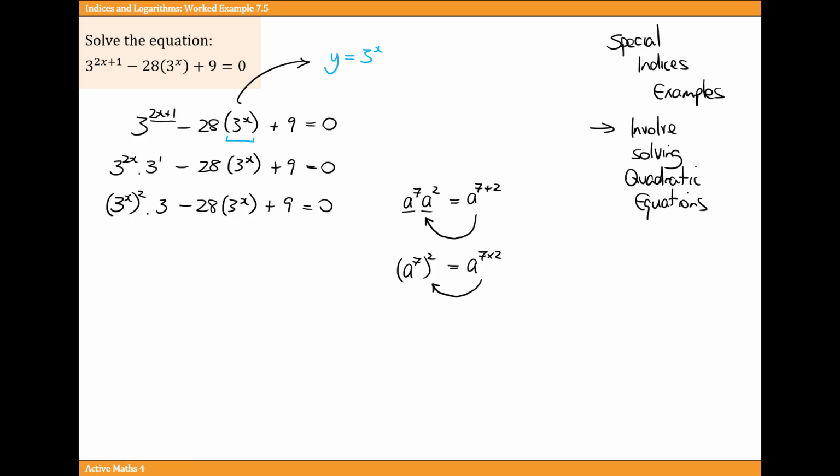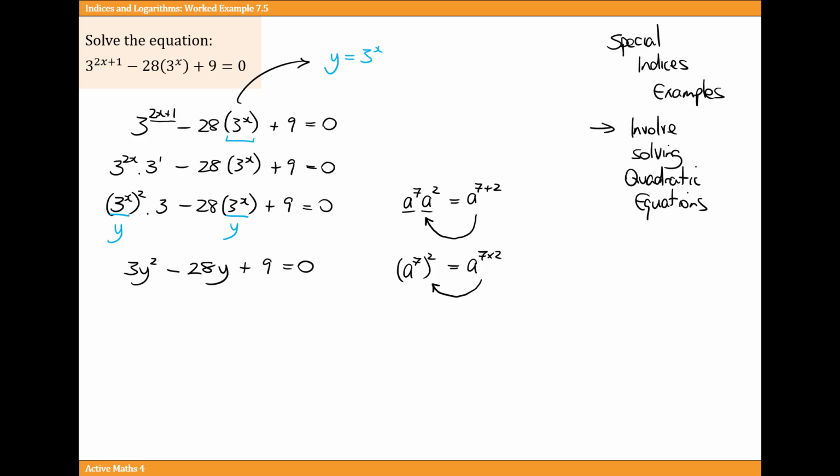And so what I'm going to do is replace the 3 to the power of x's with y's. Just temporarily, I'll put them back near the end of the sum, but I'm just changing them so that we can create a quadratic. So this is y squared, and then the 3 there is obviously as well. So this is 3y squared. Okay, so y squared and then times the 3 minus 28 times y plus the 9 is equal to 0.